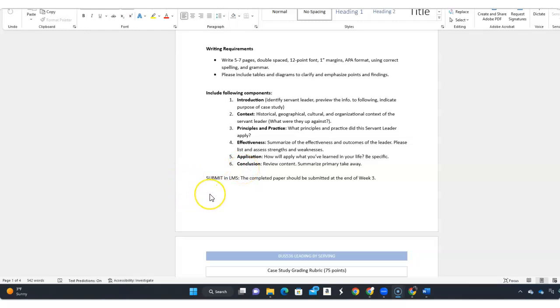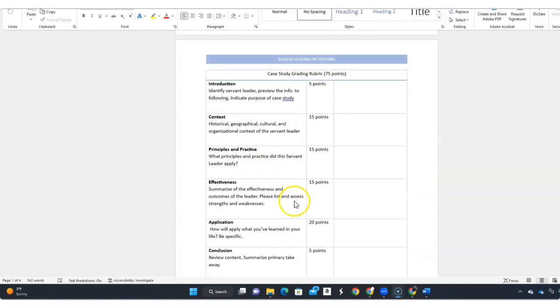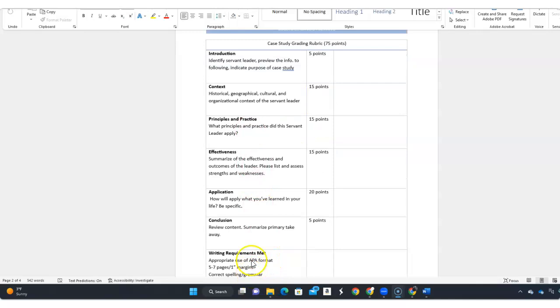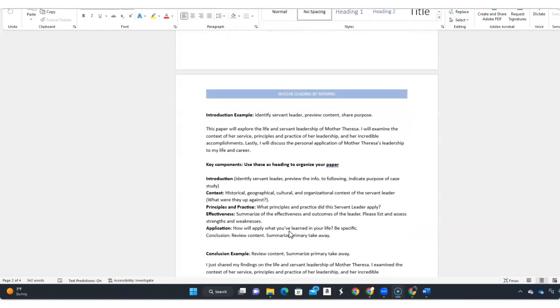Now you will submit this paper via file upload in the LMS at the end of week 3. Please be sure and review the grading rubric. This simply quantifies each of those key components I just outlined, okay? Here's your grading rubric, 75 total points. Now I want to give you a couple visual examples.